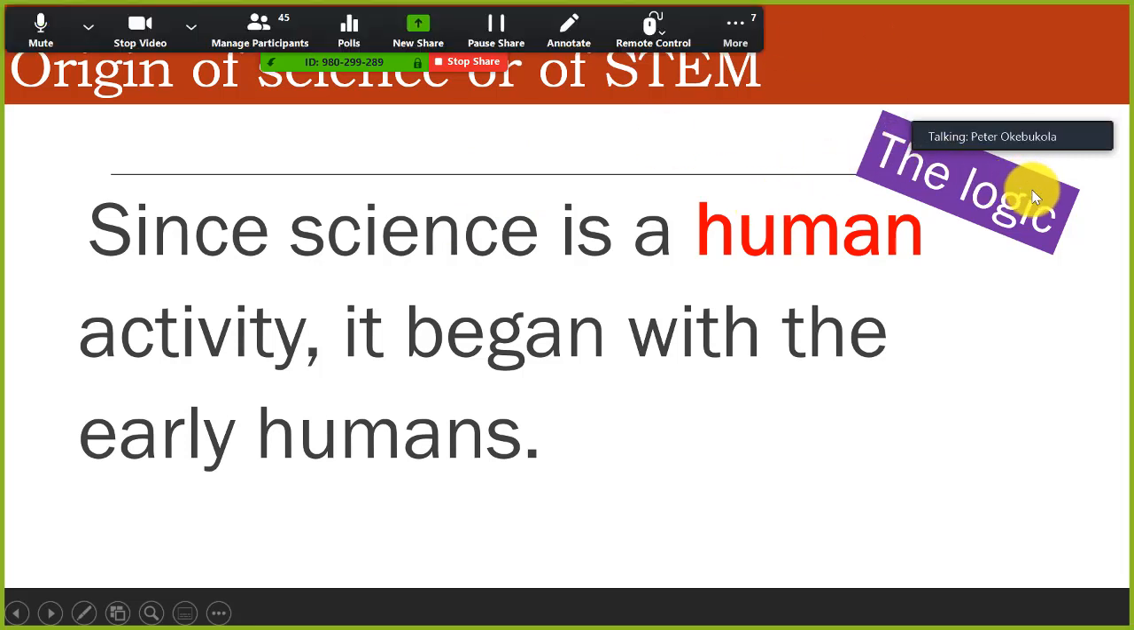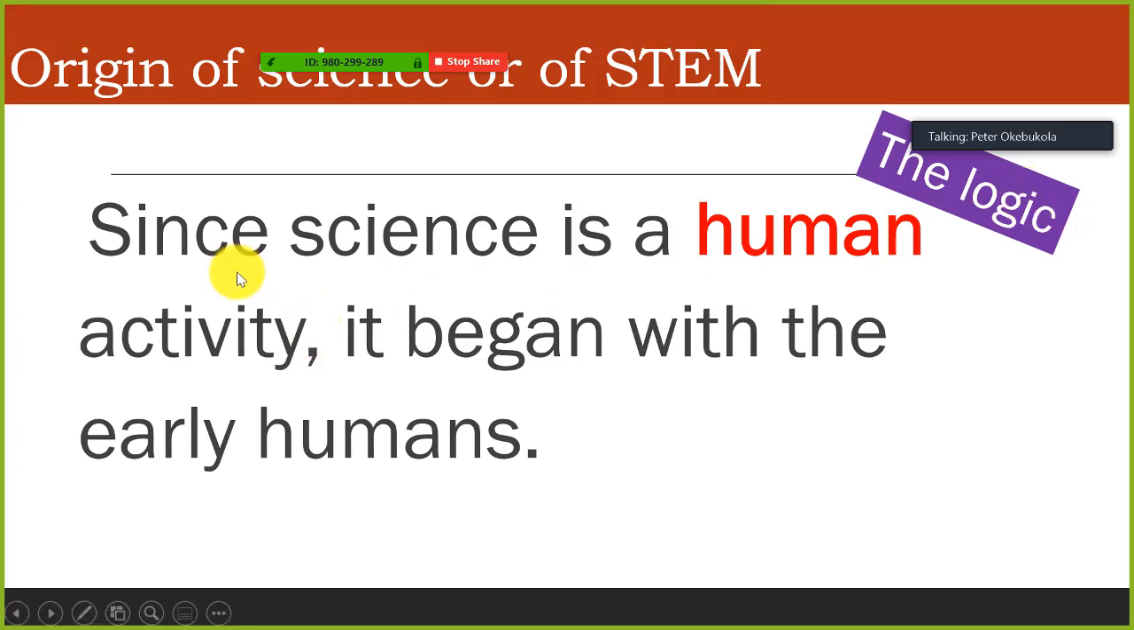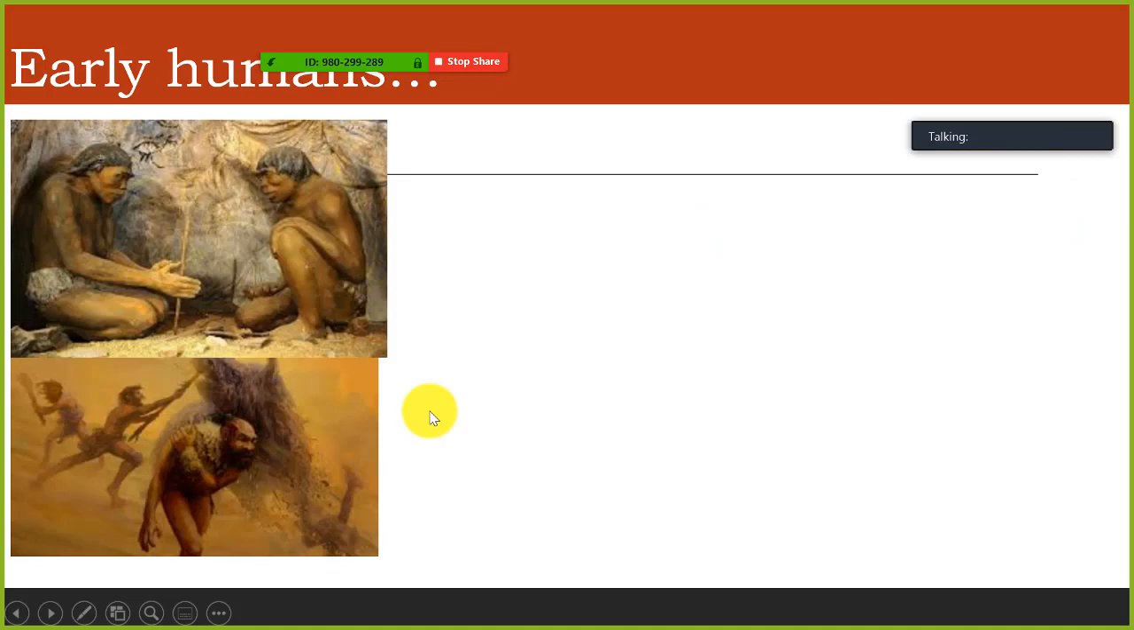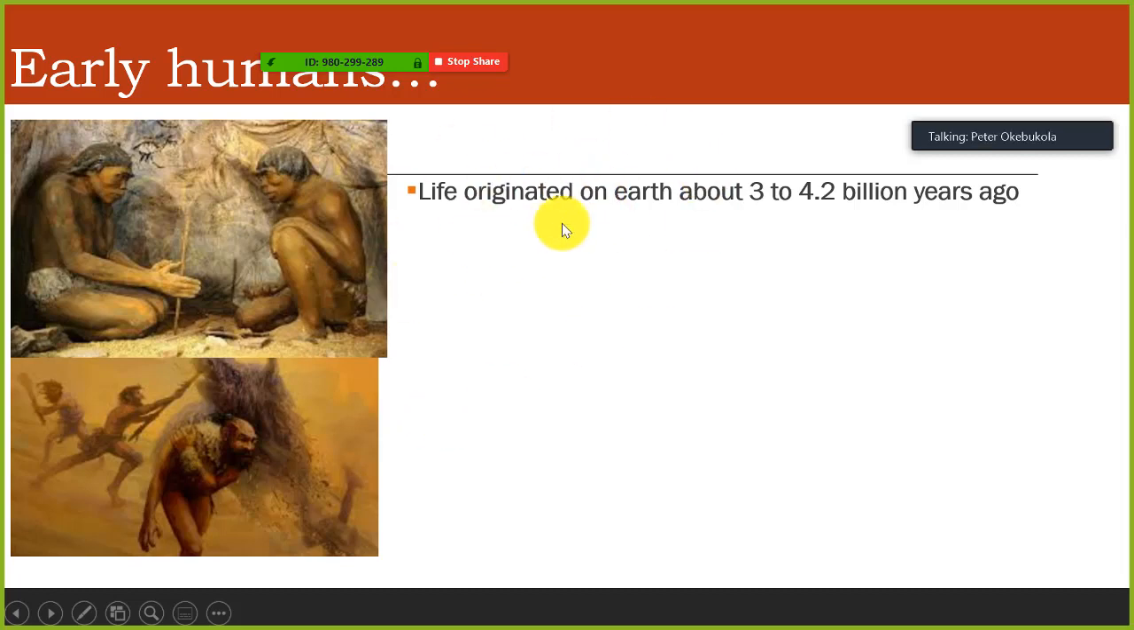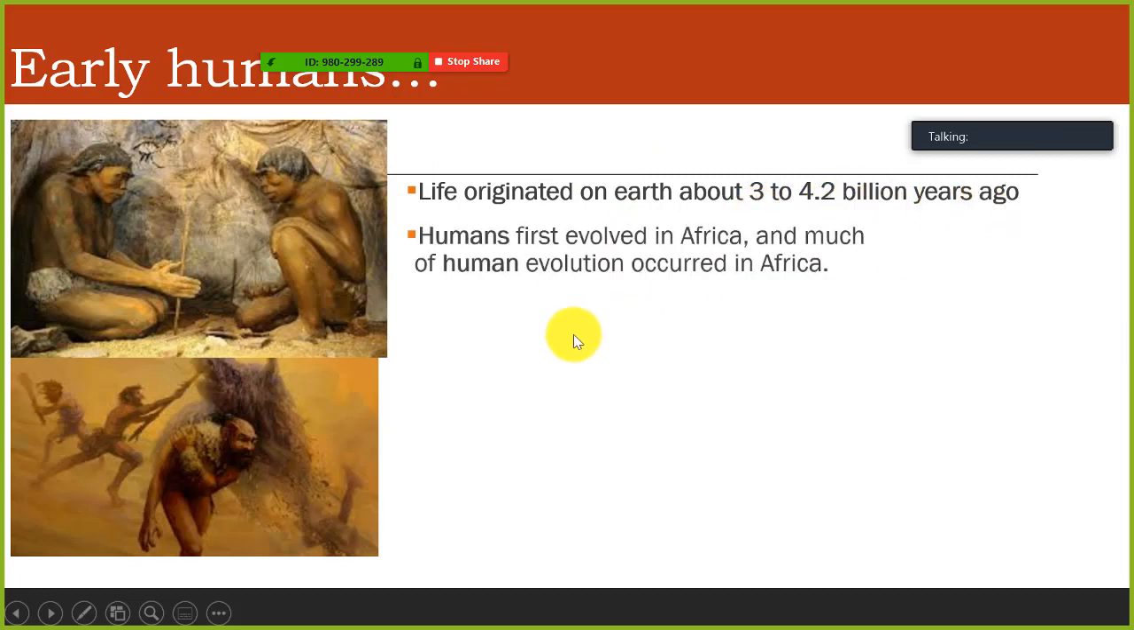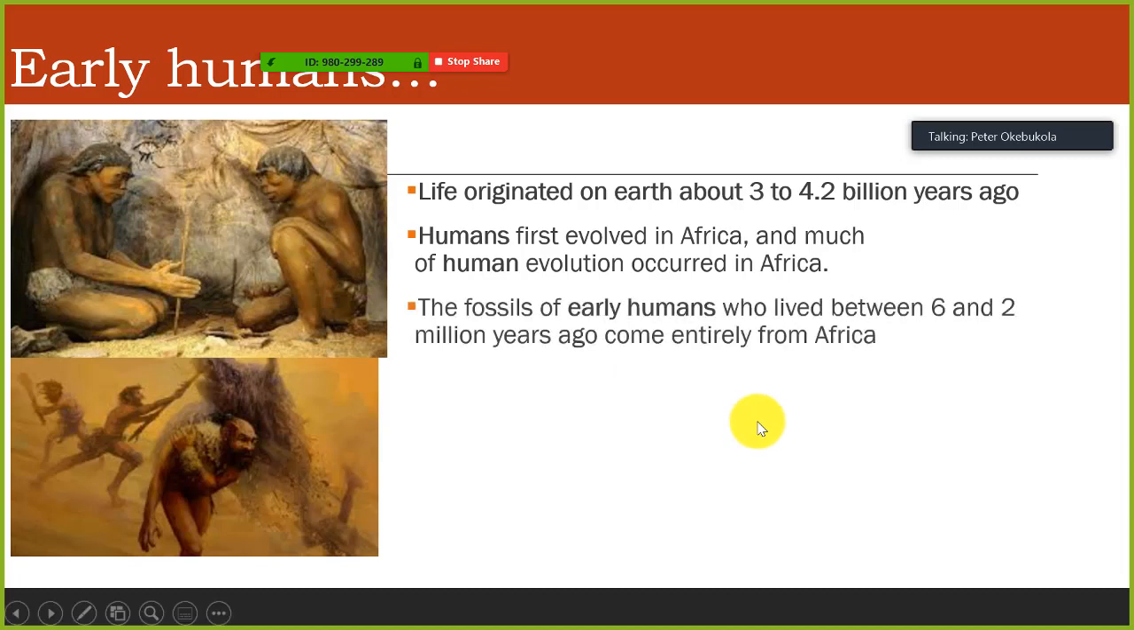The logic, ladies and gentlemen, is that since we have defined science as a human enterprise, then science began with the early humans. So when early humans appeared on Earth, that's when science began. So the early humans, let's take a little bit of it. We know from our science that life originated on Earth about 3 to 4.2 billion years ago. And that Africa, yes, our Africa, that's where we had the first humans. And much of human evolution occurred here.